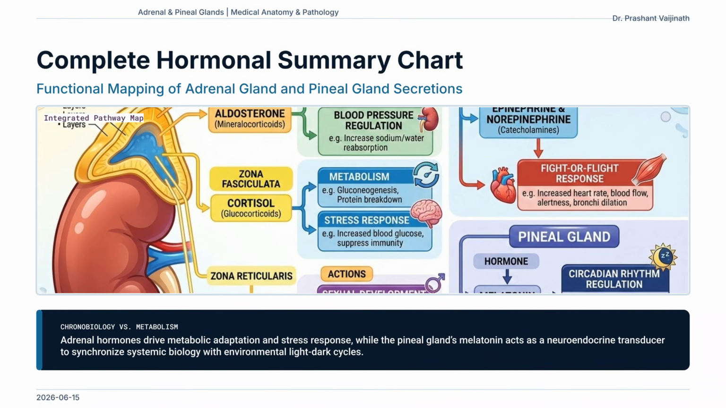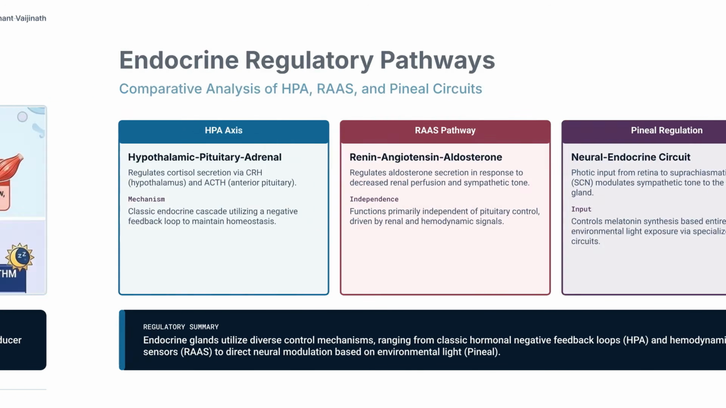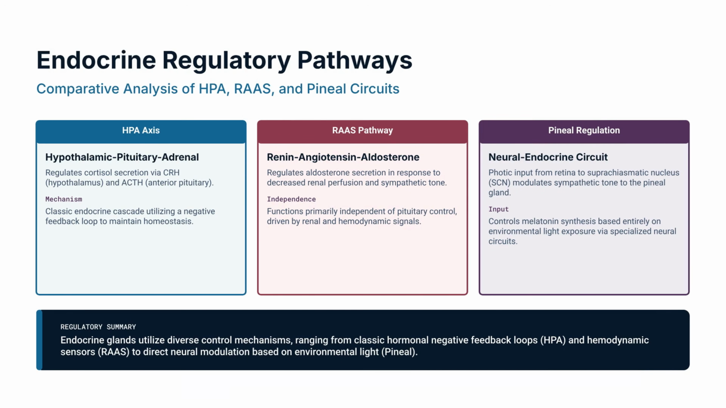Adrenal hormones handle blood pressure, metabolism, and the acute stress response. The pineal gland's melatonin acts as a neuroendocrine transducer, synchronizing systemic biology with environmental light-dark cycles, making it key to chronobiology. Adrenal regulation involves the hypothalamic pituitary adrenal, or HPA axis, for classic negative feedback, and the renin-angiotensin-aldosterone system, or RAAS, using hemodynamic sensors. Pineal regulation is unique, employing a neuroendocrine circuit based on environmental light exposure.